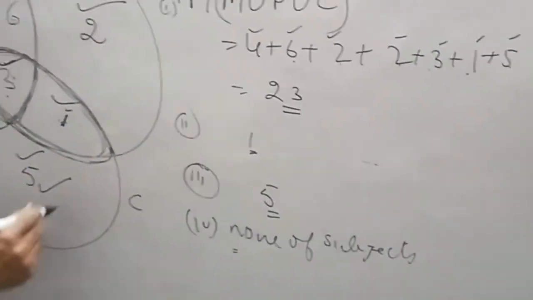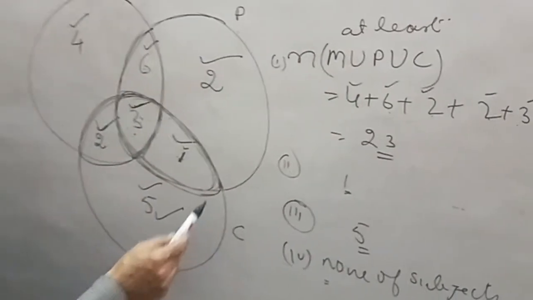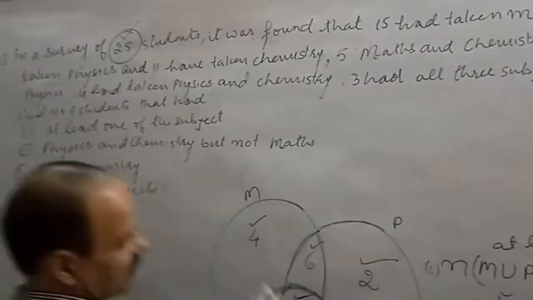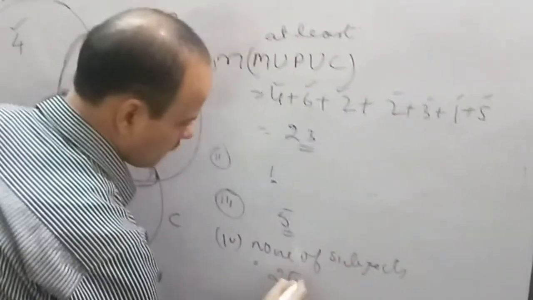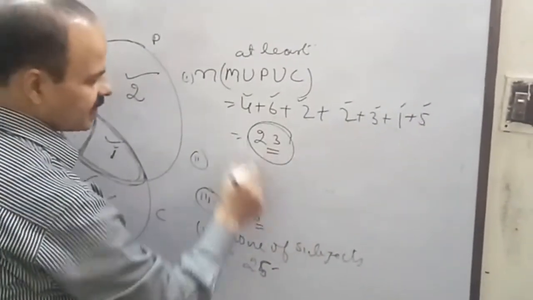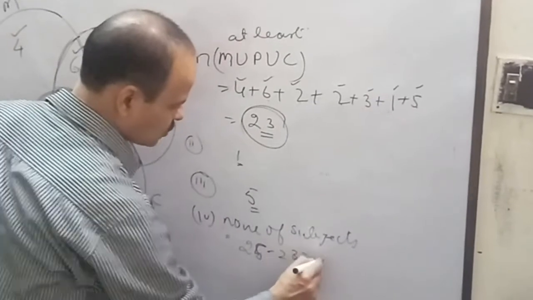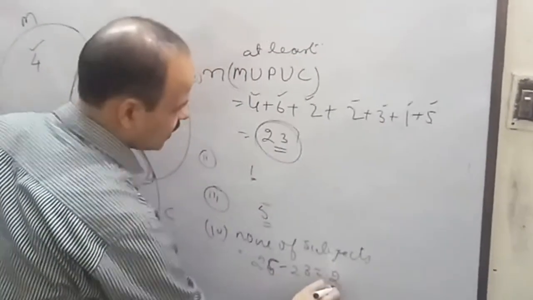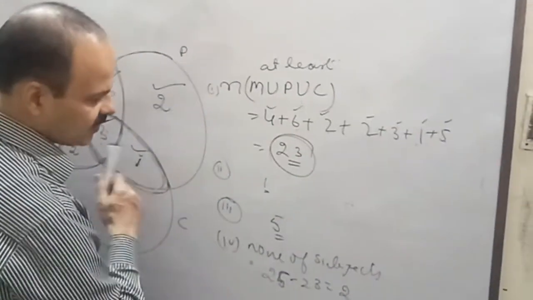What you will do? None of the subjects. Total you are getting 25. And those who are taking at least one of the subject, 23. So there are 2 students which are not studying any one of these 3 subjects.